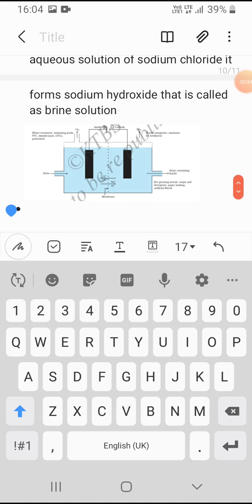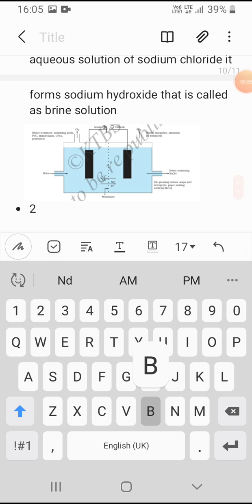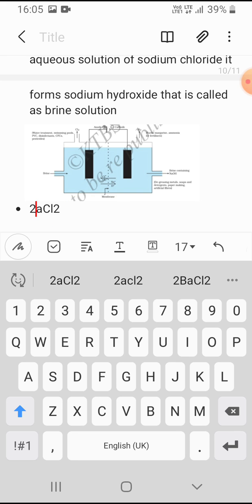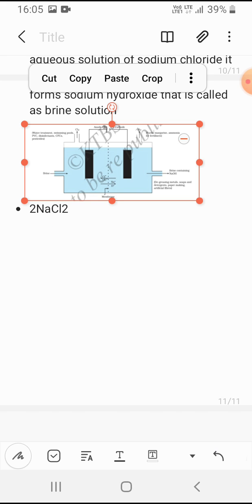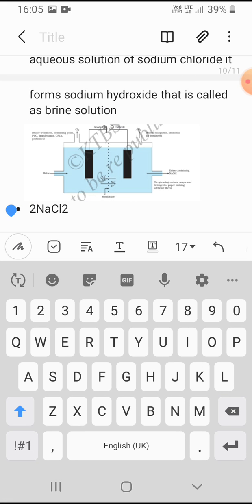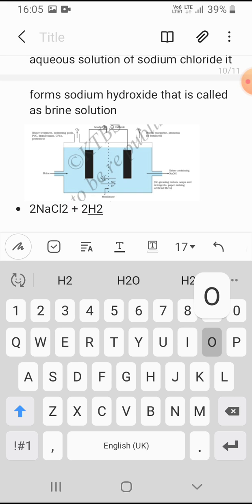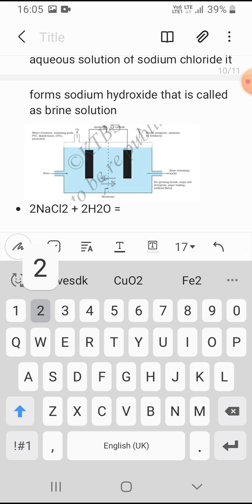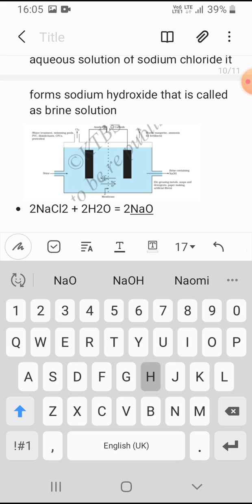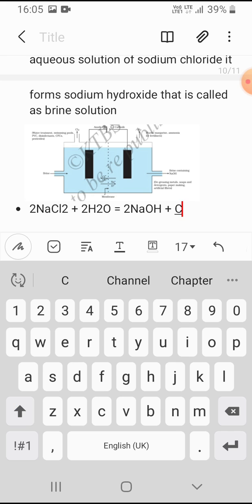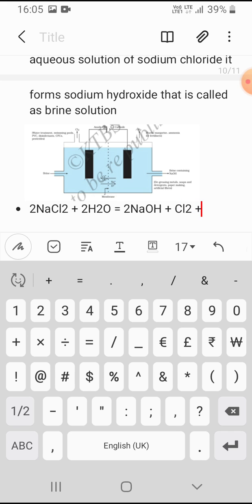Formula for it, you may ask me. 2NaCl plus 2H2O gives 2NaOH plus Cl2 plus H2. We get H2.